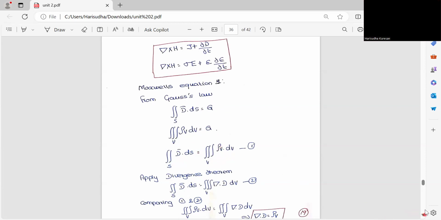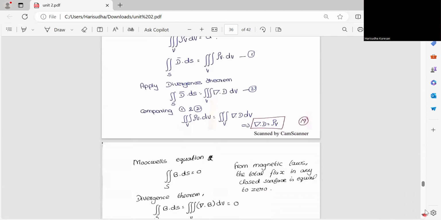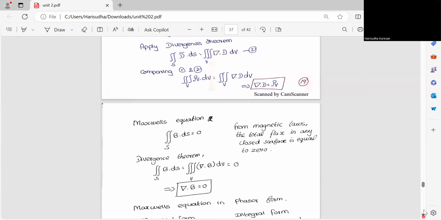Now we'll try to apply the divergence theorem. Divergence theorem is used to convert the surface integral to volume integral. So the left hand side we'll try to convert this surface integral to volume integral. So surface integral of D dot ds will be equal to volume integral of del dot D into dv. Now replace this second equation in the first equation. Therefore we'll get volume integral of rho v dv is equal to volume integral of del dot D dv. So both the sides, volume integral is there, both the sides dv is there. So just cancel out those terms. The remaining will be del dot D is equal to rho v. So this is your Maxwell's first equation in the differential form.